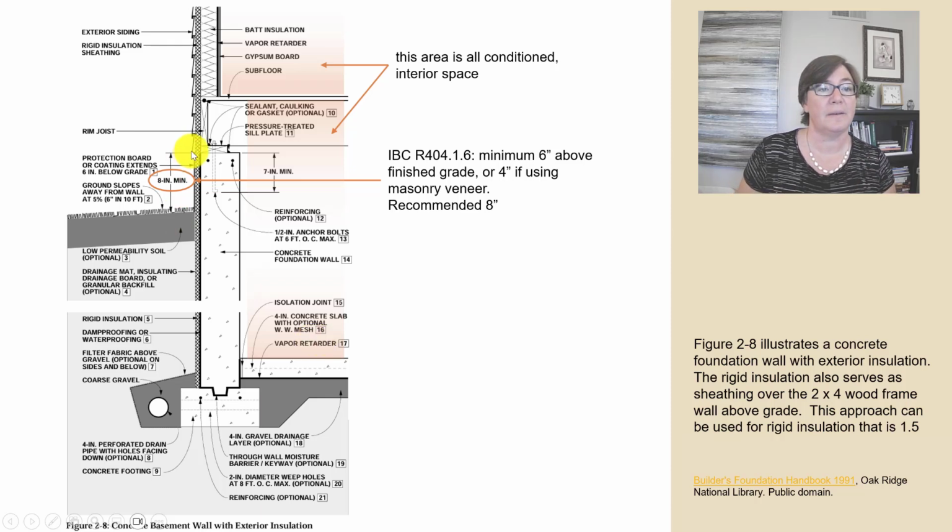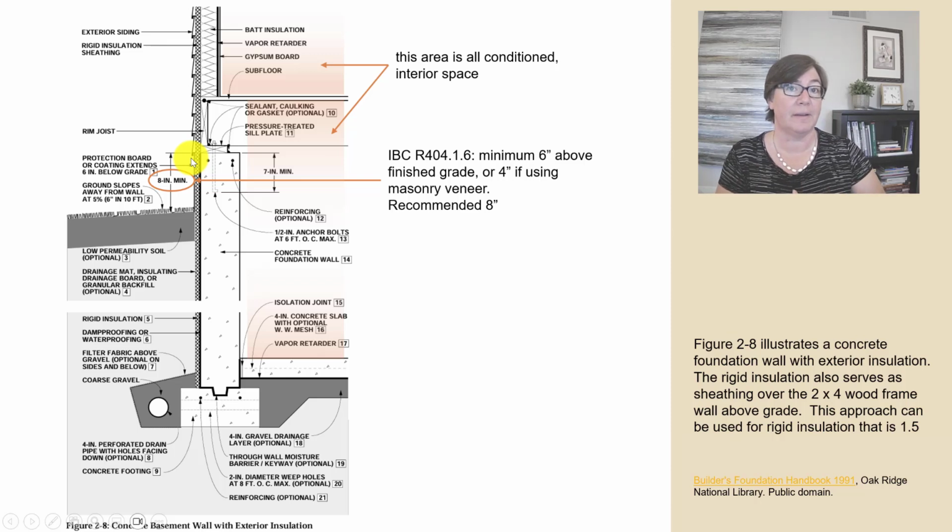And second, take a look at this dimension right here. It's from the soil outside to your first piece of unprotected wood. Right? And in California Residential Code and International Residential Code, that is a minimum of 6 inches above finished grade, or it's 4 inches if you're using masonry veneer, right? But it's recommended that it be 8 inches, all right? So wider is better. And that's for protection against water and insects.